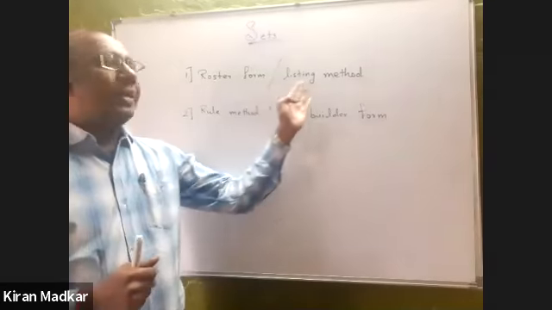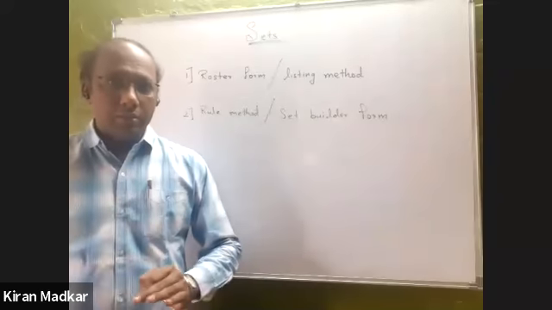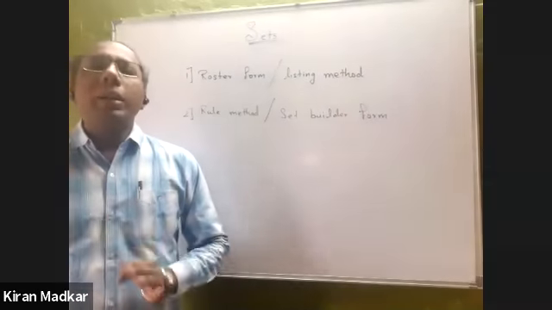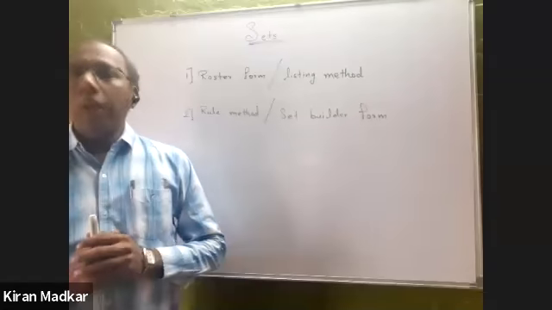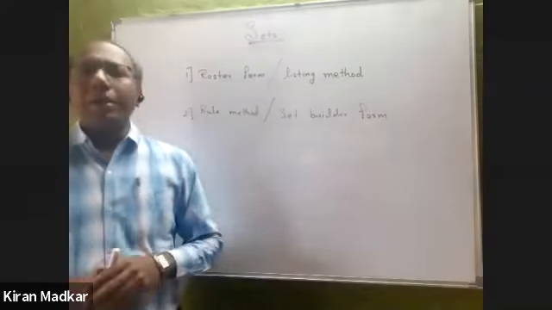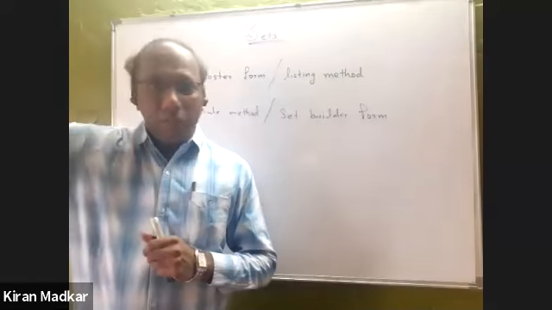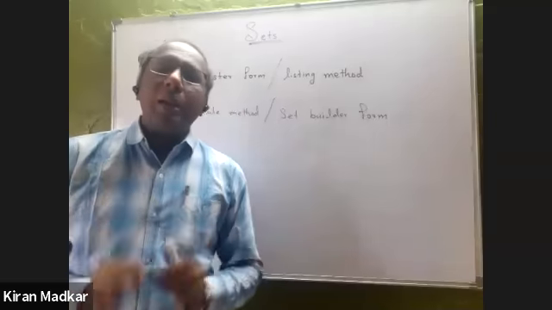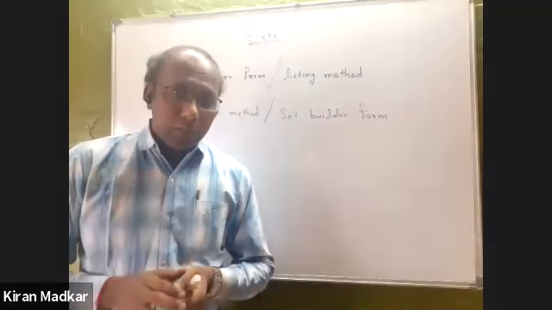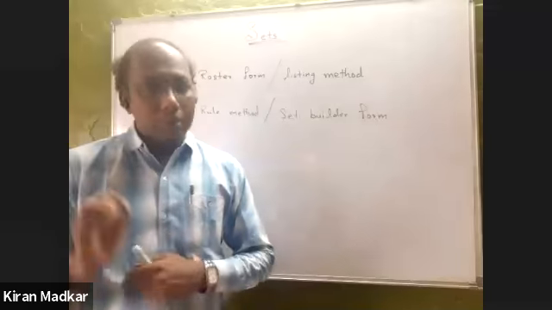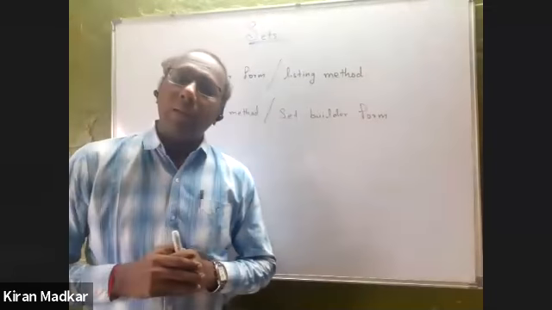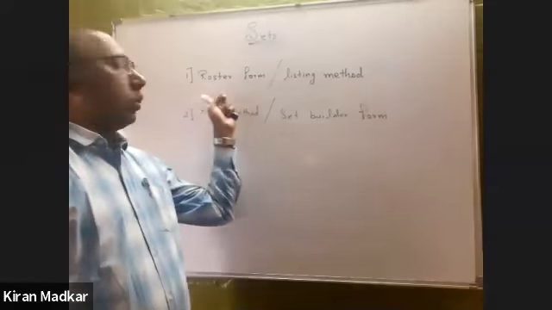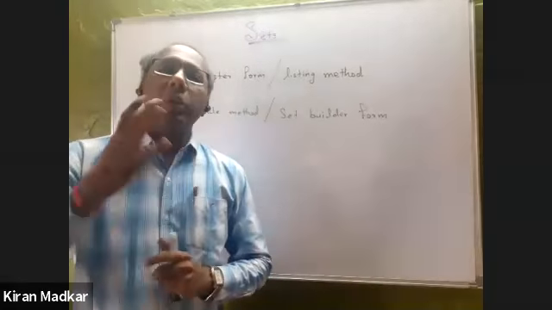What do I mean by this? Simply, I'll tell you. Listing method. The meaning of this roster form is listing method. In this, we will be listing the elements. Now, what is an element? Yes, in science we have elements. In mathematics, element means all the things which are there in a group. All those things which are there in a group are considered as elements. So when we talk about a listing method or roster form, what exactly do I mean by this?